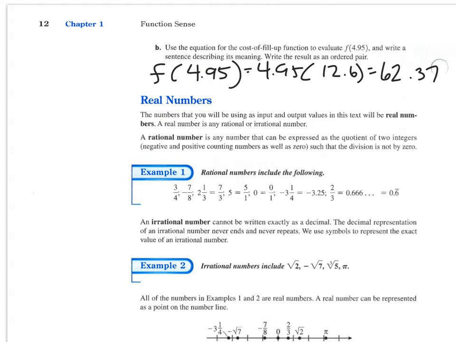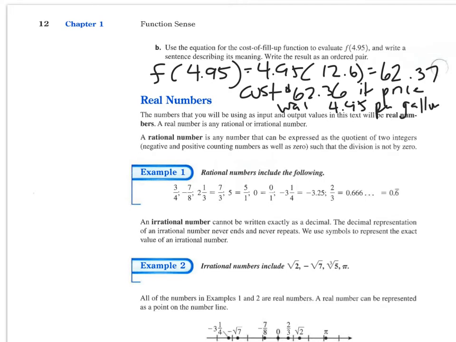Okay, so write a sentence describing it. So it just means it would cost, just what I really just said, $62.37 if the price per gallon, if the price was $4.95 per gallon. I need a lot more space to be able to write neatly. Sorry about that, guys.